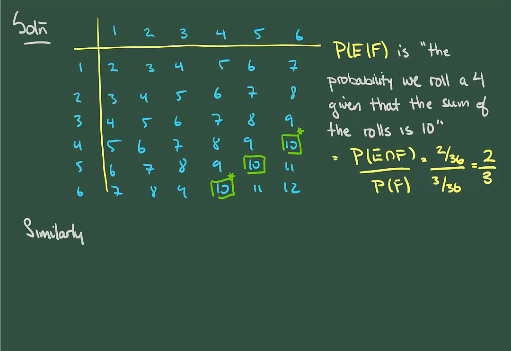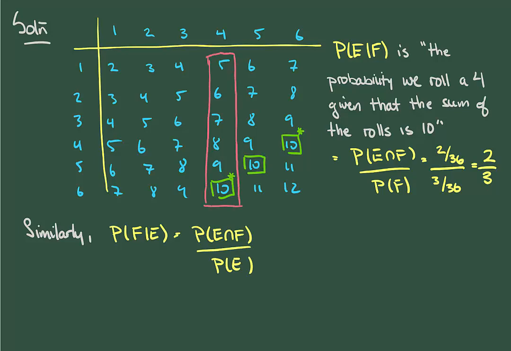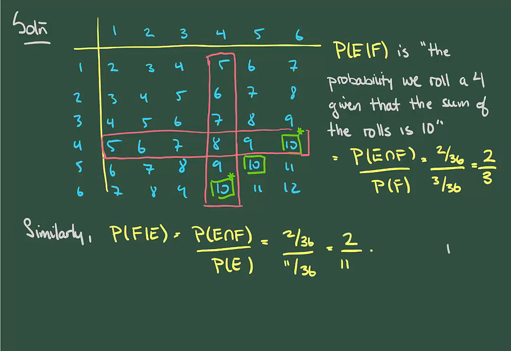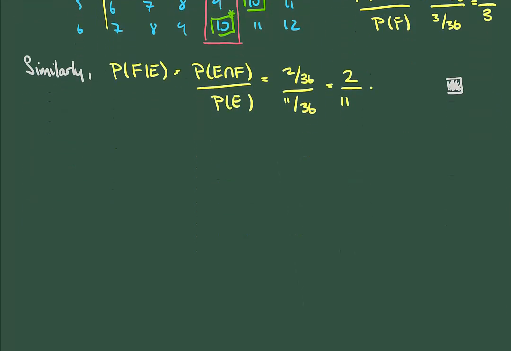Now for the probability of F given E, which is the statement that the sum of our dice is 10, given that we rolled a 4, only the denominator has changed. Let me highlight those outcomes corresponding to E in red here. The star outcomes are still those of E intersect F. And if we work out all those numbers, we get an answer of 2/11.